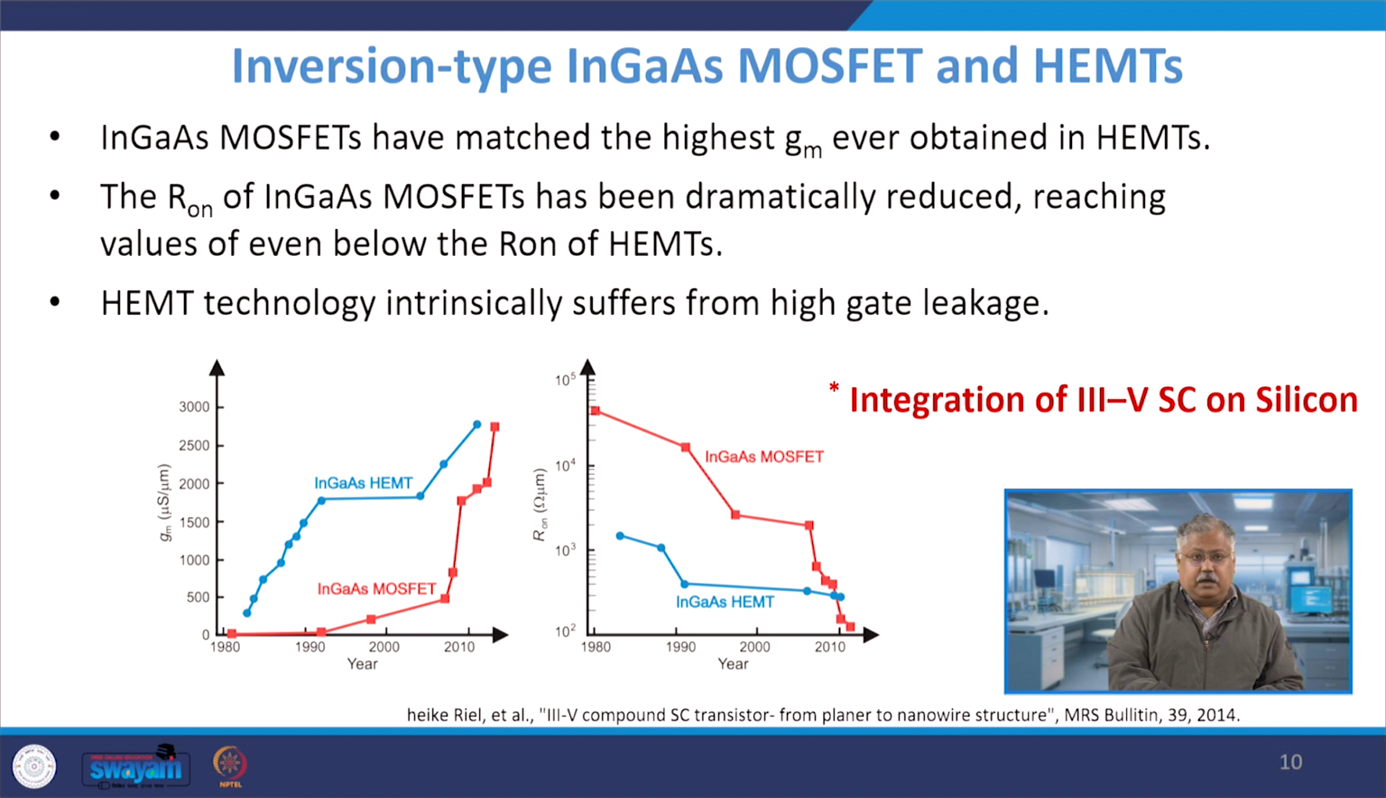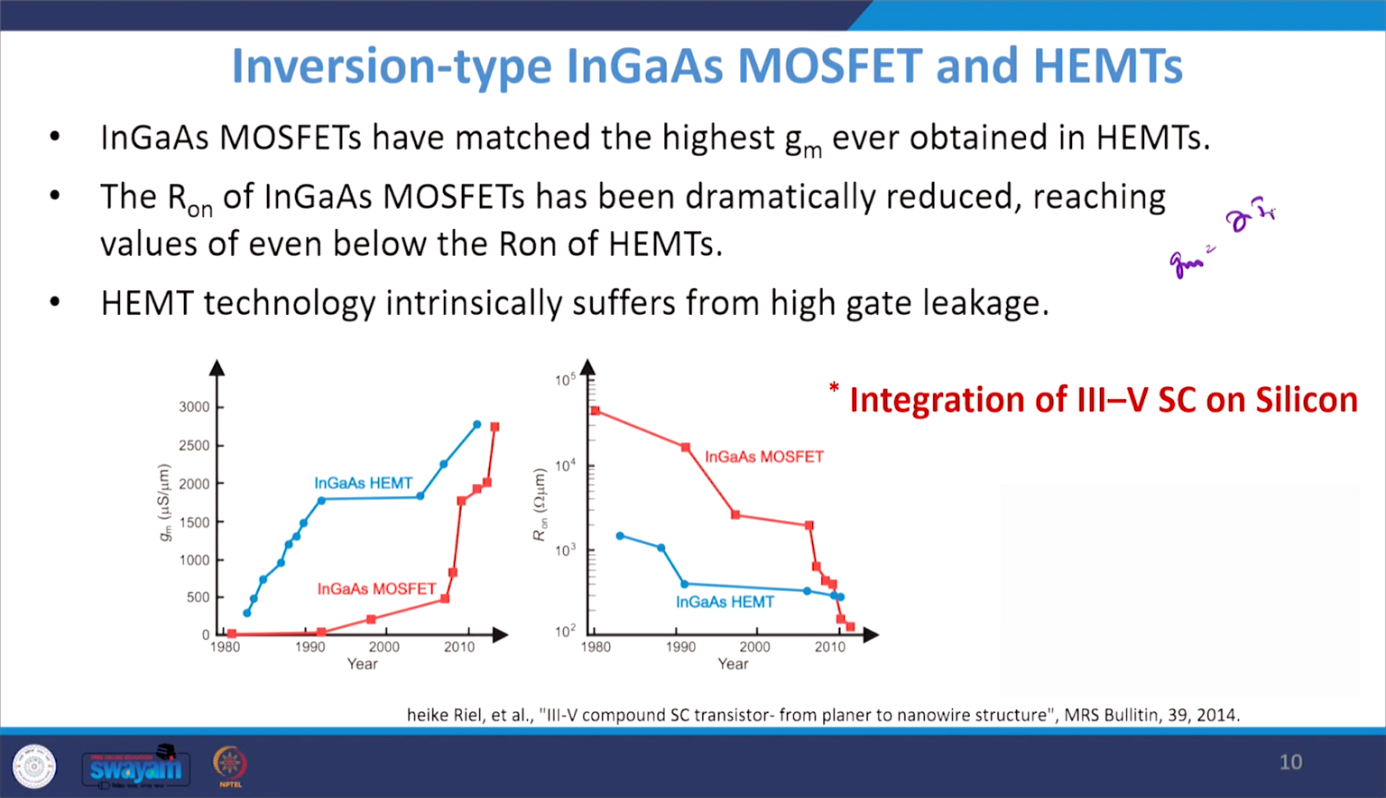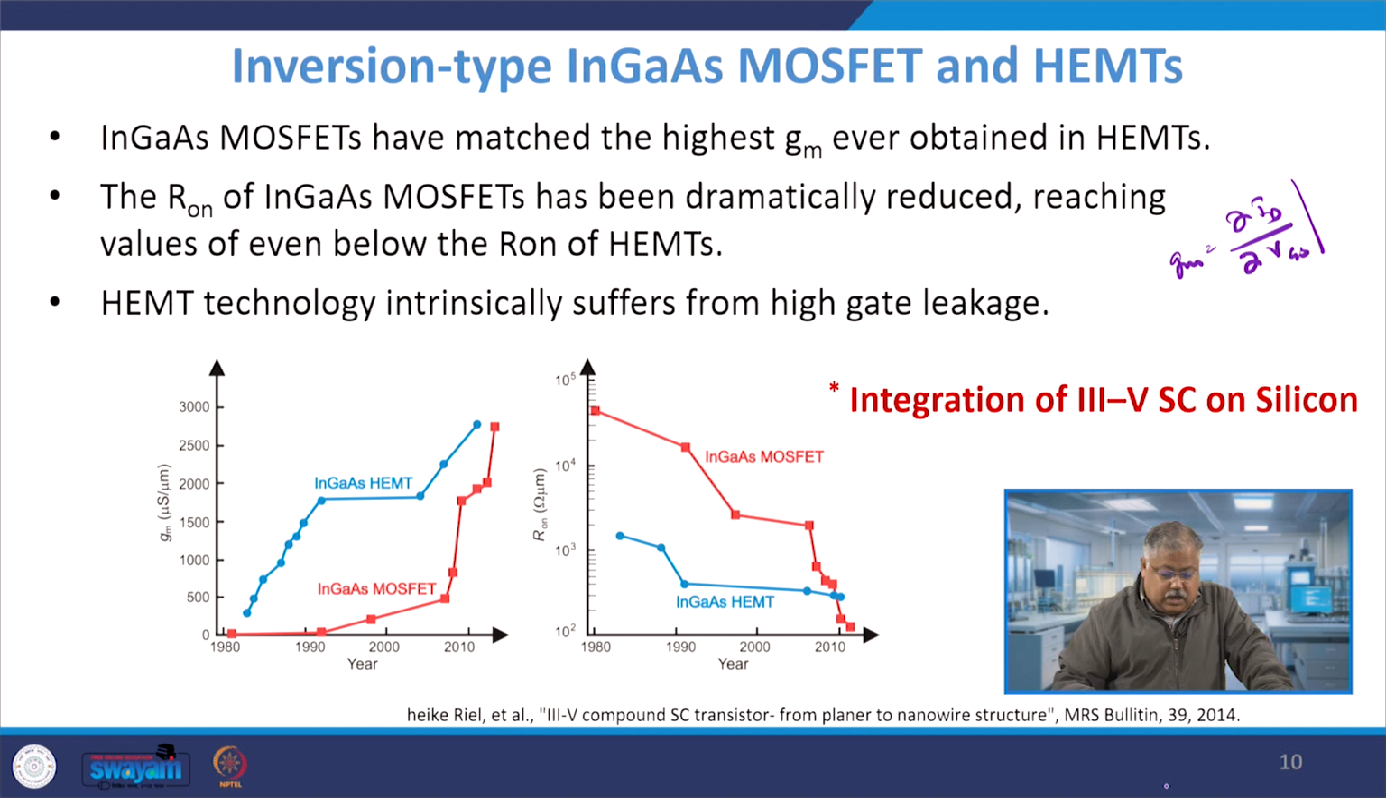How do you integrate it currently? What we have seen, and people have experimented and reported across the world, is that indium gallium arsenide MOSFETs have got the highest gm, which is obtained in the case of HEMT. Let me just refresh your memory. gm is basically your del ID by del VGS, right? And that is the highest value which generally you get out of it, right?